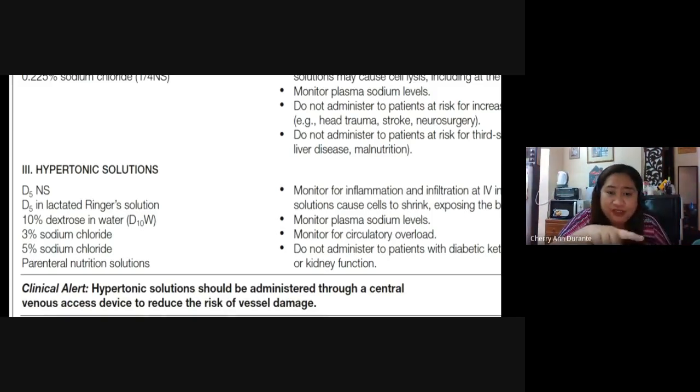So, a hypertonic solution, anong ginagawa niya sa cell? Pag hypertonic, marami siyang solute. So, yung fluid sa cell or yung fluid sa interstitial space, pupunta yan sa blood. Okay? So, ganun ang ginagawa niya. That's why it causes the cells to shrink. So, hypertonic solution causes cells to shrink.